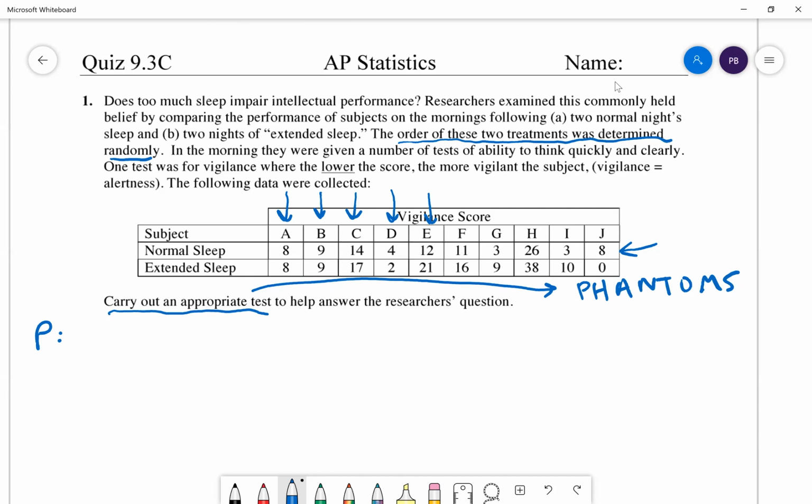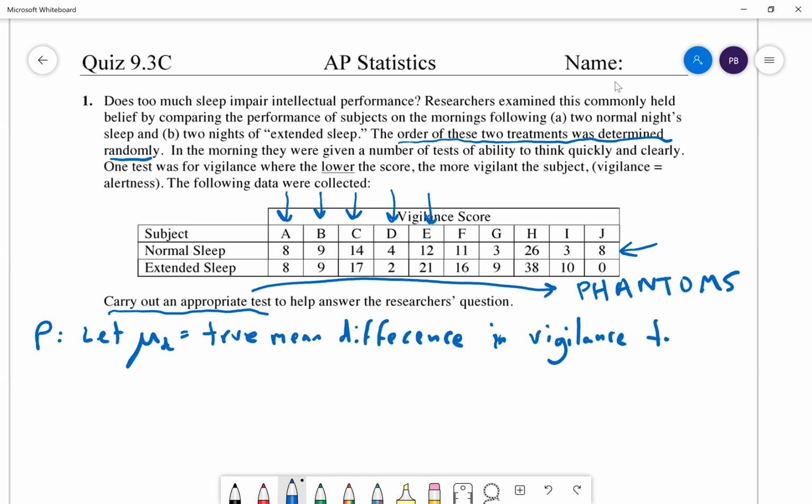And this is a means problem. It's not a proportions problem because this is quantitative data. So we will use our mu symbol. So let mu, and since we're talking about a difference here, we use the subscript d. So let mu d equal the true mean difference in, and we'll call this the vigilance score. Vigilance test score.